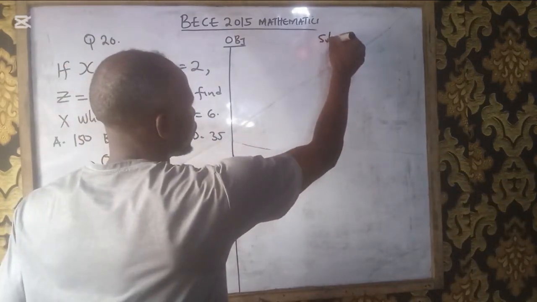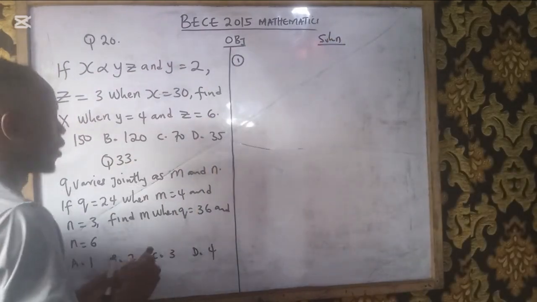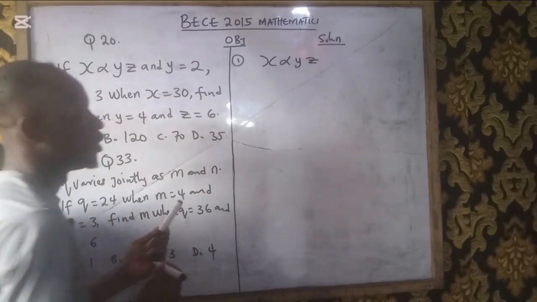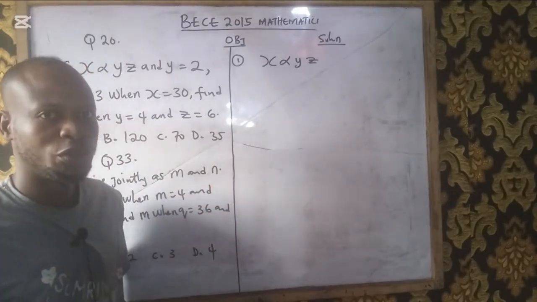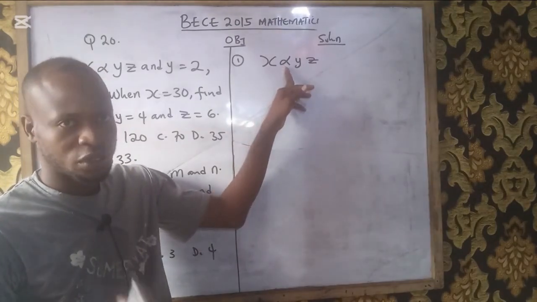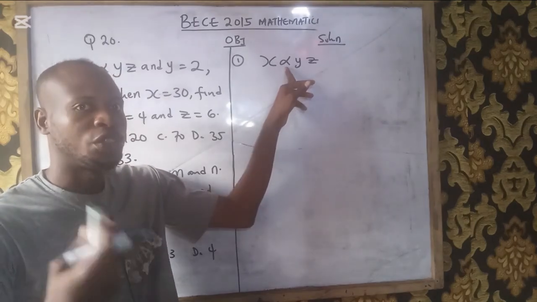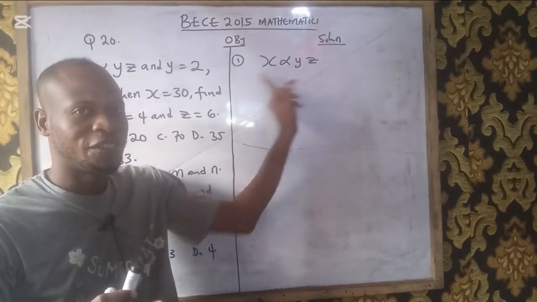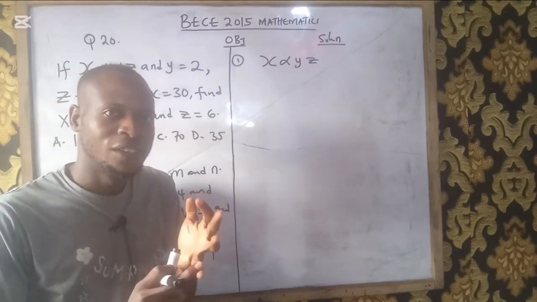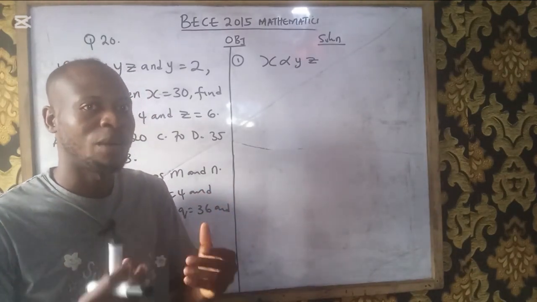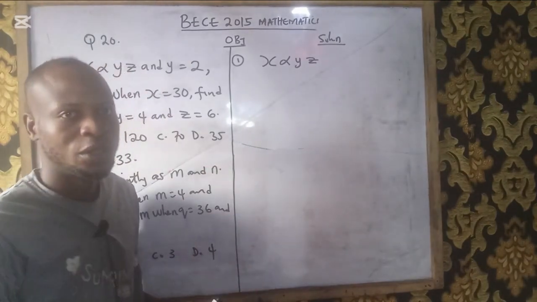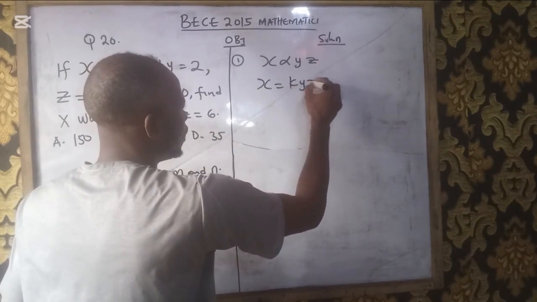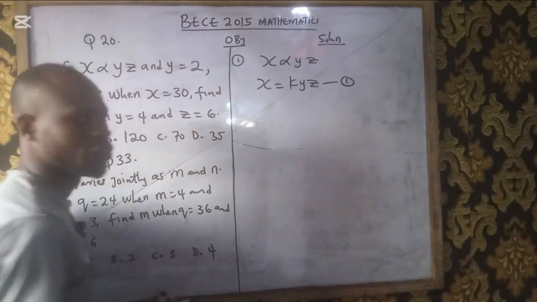Solution to the question. Question 1. We're told that x varies jointly as yz. So when you come across this type of problem, what do you do first? Change this sign back to equal sign. Immediately change back to equal sign, you introduce a constant, which can be any letter. But that letter must not be the same as these variables. I cannot use x, y or z as my constant. So I must take another letter, which is why I'm going to use k. So x equals kyz, you call this equation 1. That's the first thing you should do.